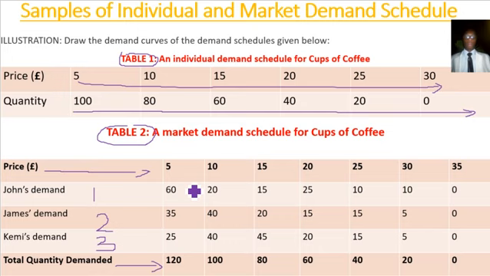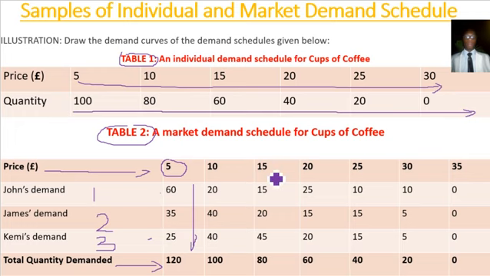For example, let's take 5 pounds. At 5 pounds, John demands 60. Can you see it? Good. At that same 5 pounds, James demands 35 and Kemi demands 25. So for you to know the total quantity demanded, you have to sum these 3 together. Have you seen it now? Good. That is 60 plus 35 plus 25, and that will give you 120.